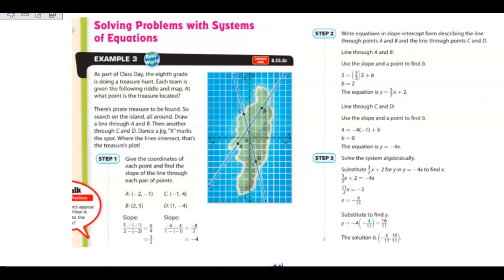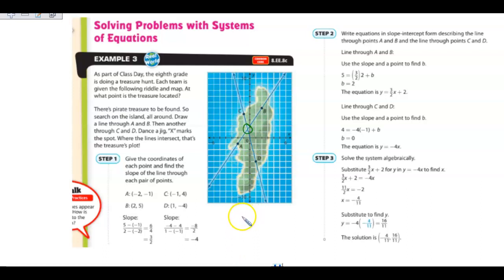There's pirate treasure to be found, so search on the island all around and draw a line through A and B. Then draw another through C and D. Place a jig. X marks a spot. So A, B, draw a line. So there's where the treasure is expected to be.